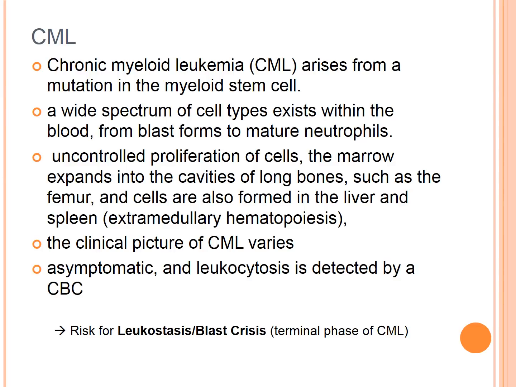CML is oftentimes described as having 3 stages. So the basic or first stage would be your chronic phase, which is asymptomatic. Remember I mentioned earlier, patients may not even know that they have leukemia until they go to a PCP office and then find out that they have abnormal white blood cell counts and accidentally pick it up by CBC. So your chronic phase is asymptomatic, really no symptoms.